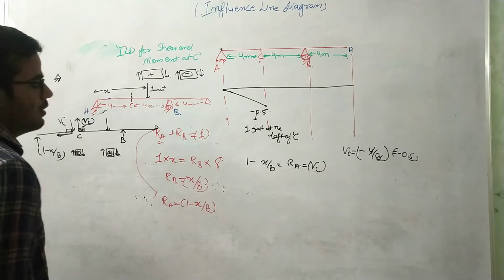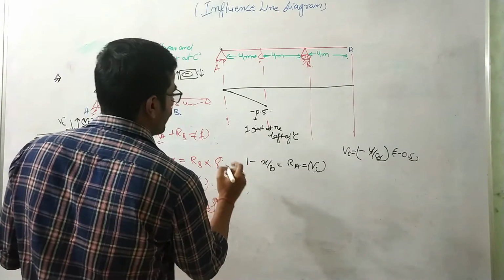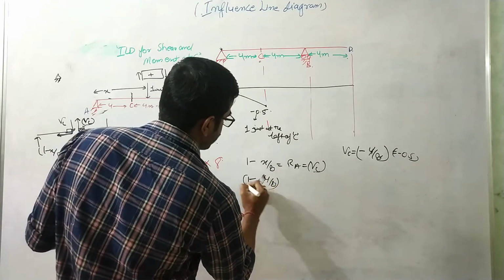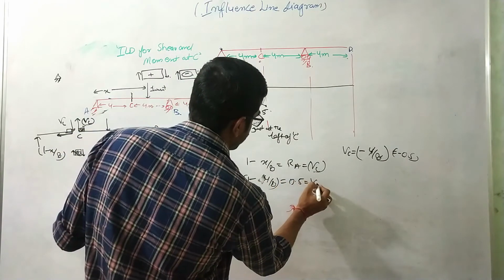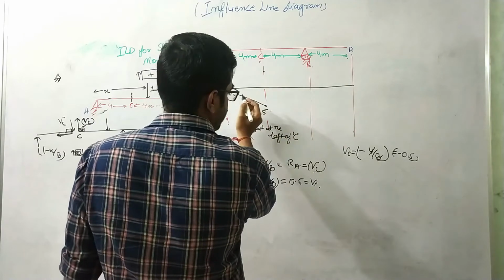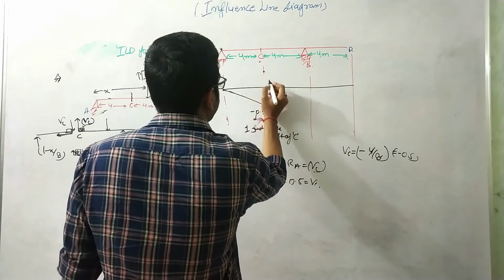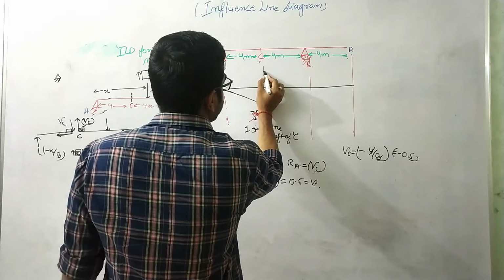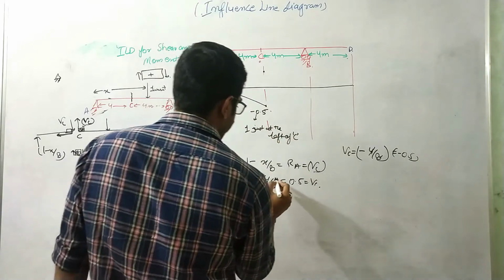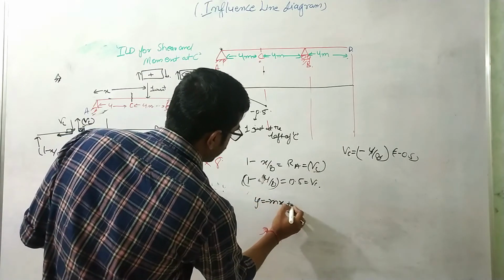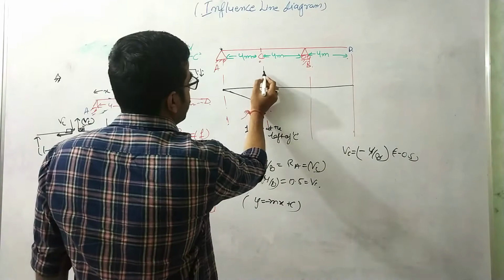Okay. So when x equals 4, 1 minus 4 divided by 8, which is nothing but 0.5, equals Vc. So at this point also, our shear force is 0.5, right? And you can say that the graph is again like y equals minus mx plus c. So again it will come down in this direction.